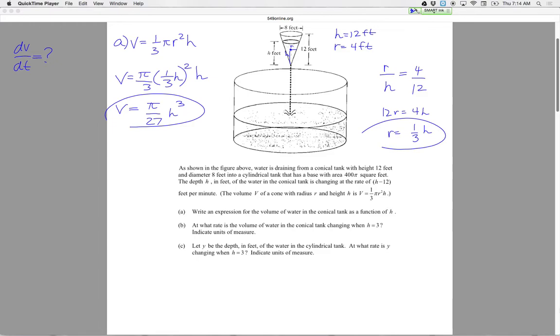So you want dV/dt when h is what? When h is 3 what? Do they have units here? 3 feet. And I have dH/dt. What's dH/dt?